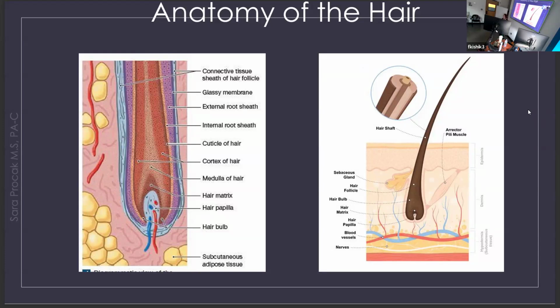Then we have the hair matrix, okay? So the hair matrix you should kind of liken to the basal layer, all right? This is where all the stem cells are going to be that are going to give rise to the keratinocytes that are going to make up the hair, okay? And then also within this layer, you're going to have melanocytes that are going to produce melanin, which is going to give pigment to the hair, okay?